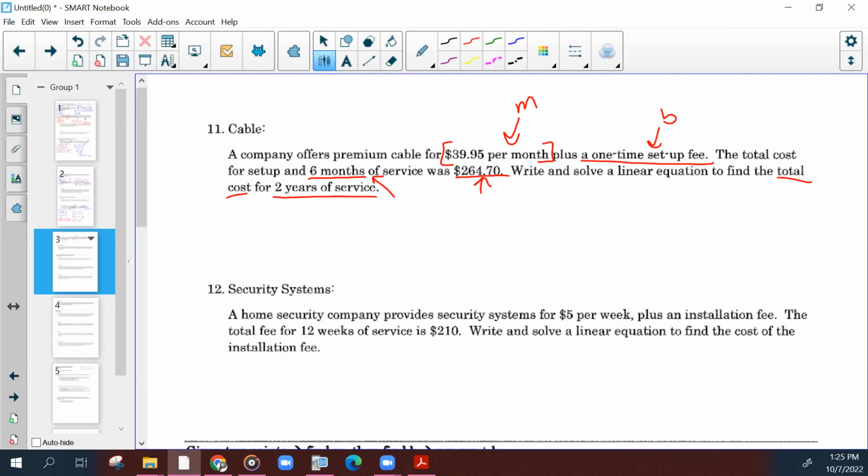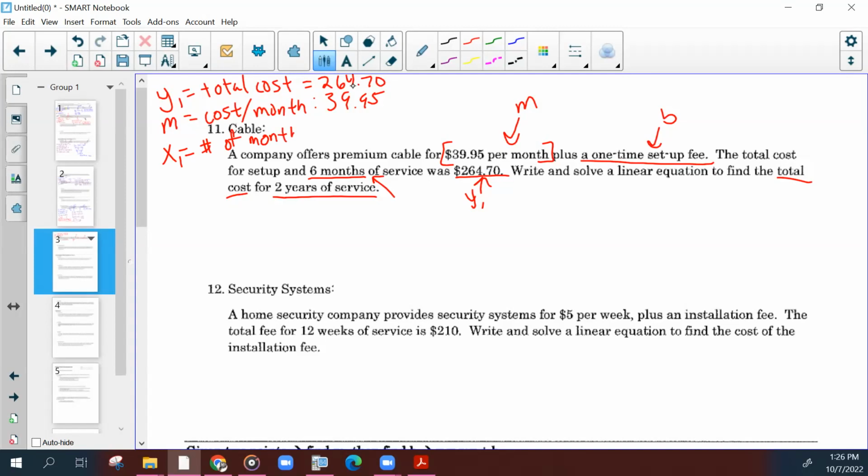All right, so let's start to label things. Our y1 is the total cost for those months. Our m, we know, is the cost per month. And we know that's the $39.95. Our x1 is related to the $264.70, so the 6 months. Our x in general is the number of months. And then our b, in this case, we don't know what that is again, because it says one-time setup fee.